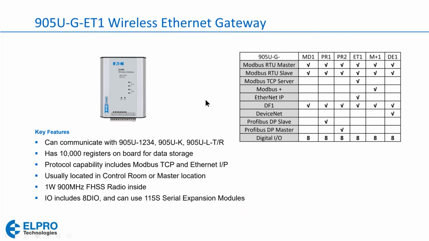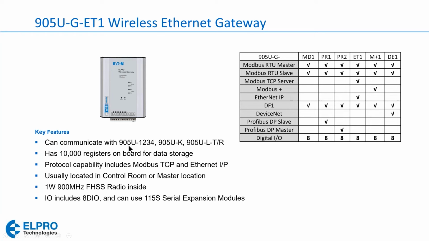Okay, next one is the opposite radio, our 905U-G, and it's the ET1 variant of our 905U-G series. Now, we have several different models of 905U-G. This is the most popular one that we sell and that we deal with today. This shows you all of the protocols. It can do Modbus RTU master, Modbus RTU slave. It can do Modbus TCP, so an Ethernet protocol, Modbus TCP server. It can also do Allen Bradley's Ethernet IP protocol and Allen Bradley's older serial DF1 protocol.